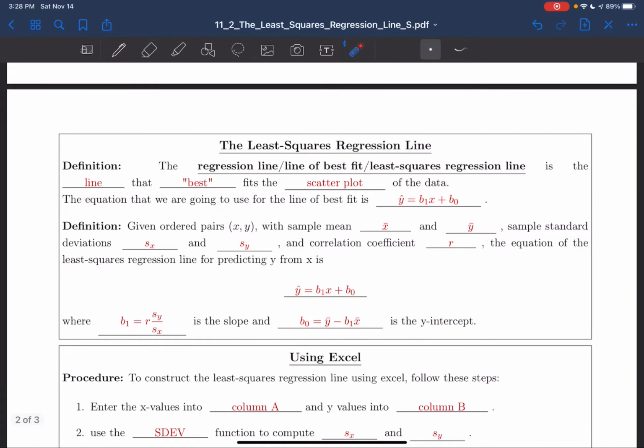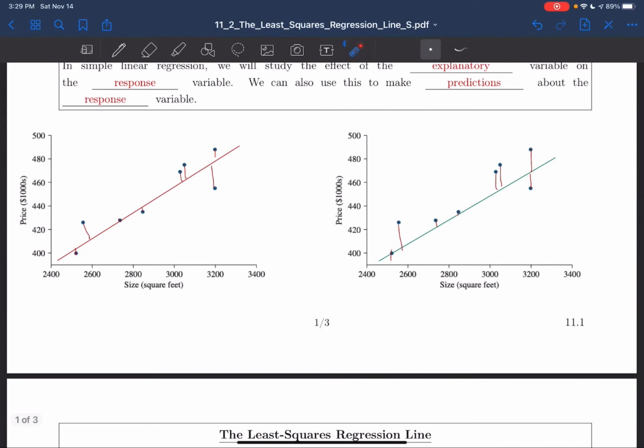Okay, so the least square regression line. The regression line, or the line of best fit, the least square regression line, they're all the same thing. It is the line that best fits the scatter plot of our data. The equation that we are going to use for the line of best fit is y hat equals b1x plus b naught, where b1 and b naught, or b0, are values, like numbers. That's the idea here. We're trying to find a line that's the best fit of a data set.